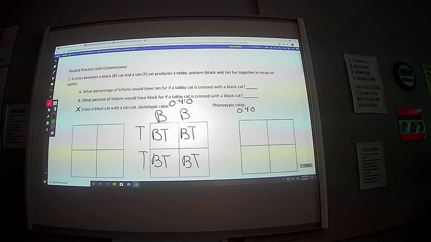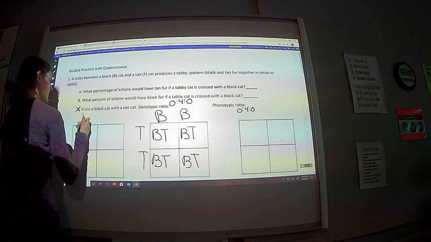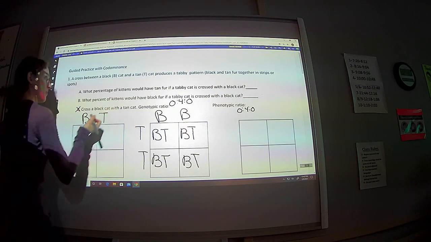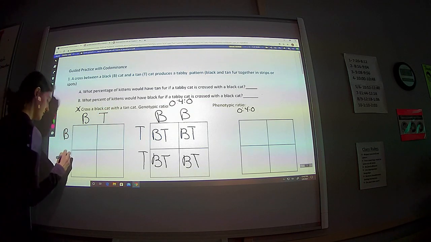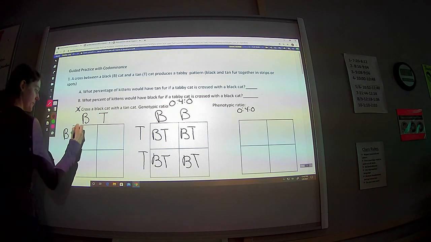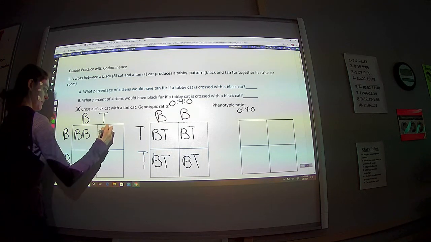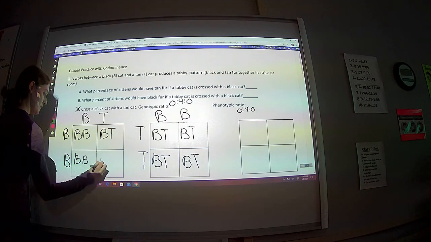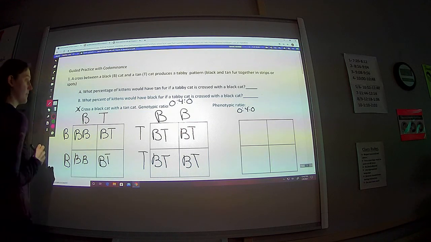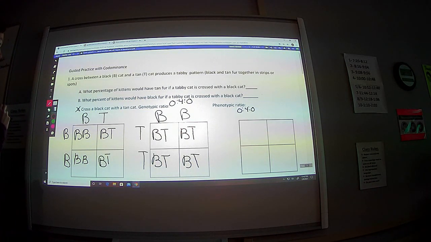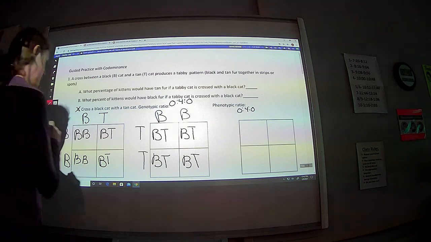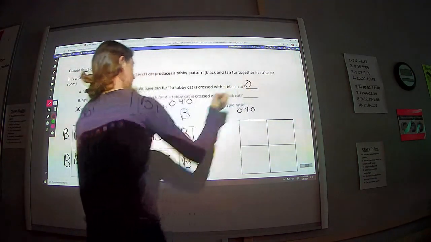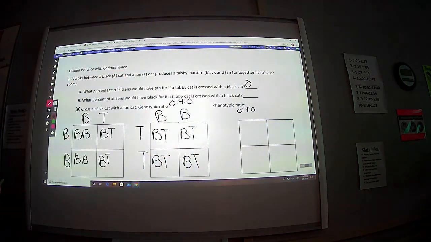What percentage of kittens would have tan fur if a tabby cat is crossed with a black cat? So tabby is going to be one of each. Black cat would be 2 capital B's. We're looking for a percentage of cats with tan fur, and that would be a 0. I don't have any that have tan fur.